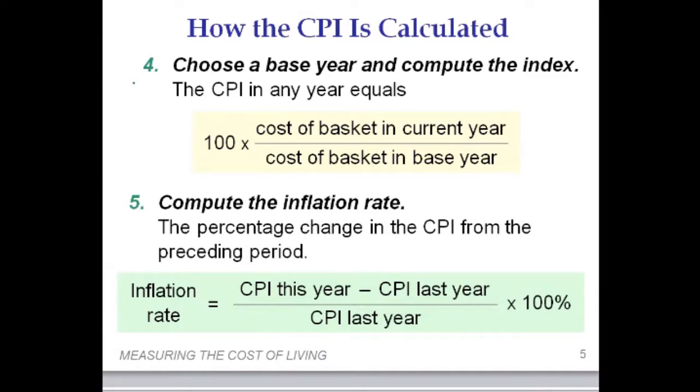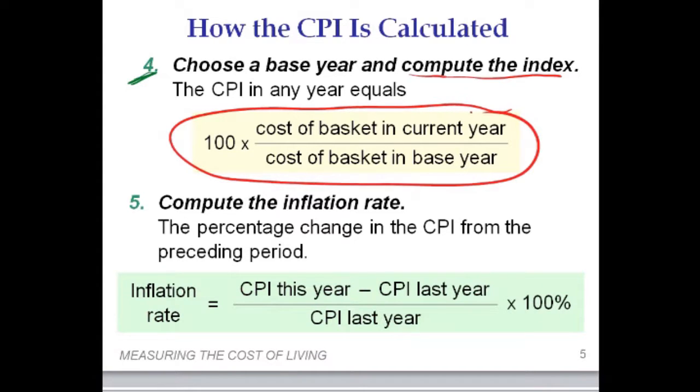Fourth, once they have gathered all this information and found the value of the basket, they are going to choose a past year and compute the index. What is the ratio between the cost of the basket in the past year and the cost of the basket in the current year that we want to make the comparison for? The formula you see here is the CPI in any year equals the cost of the basket in the current year divided by the cost of the basket in the past year, then multiplied by 100.